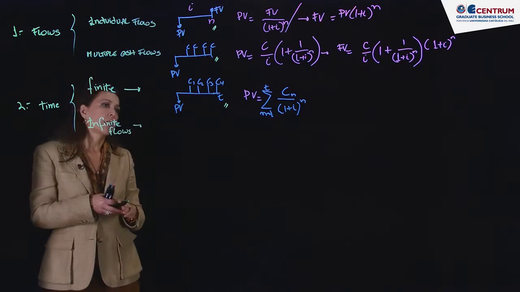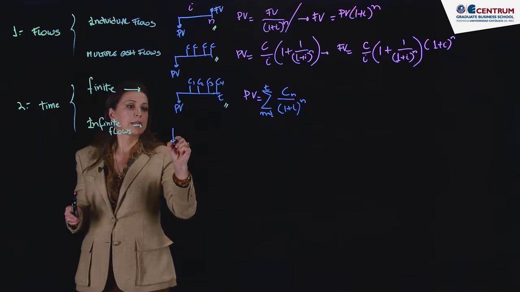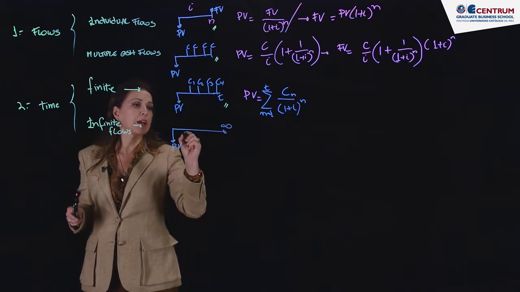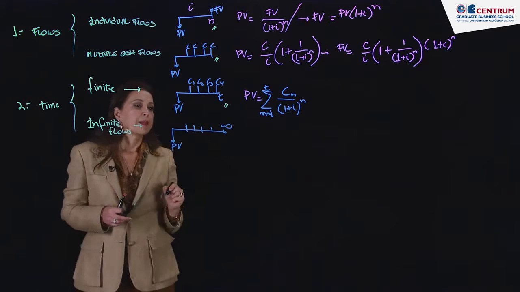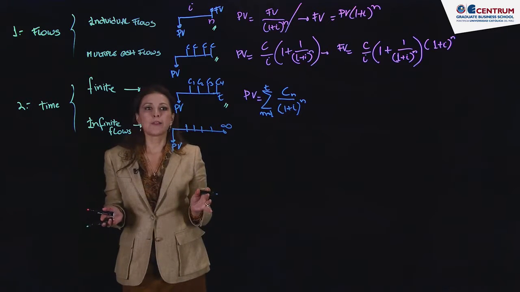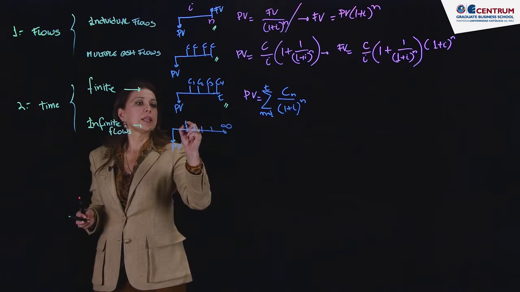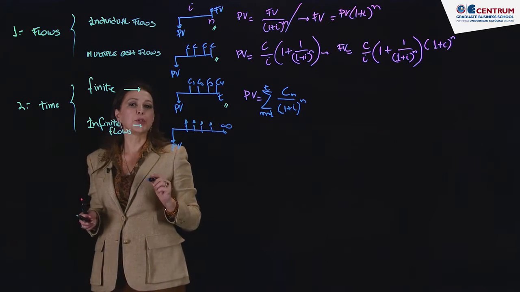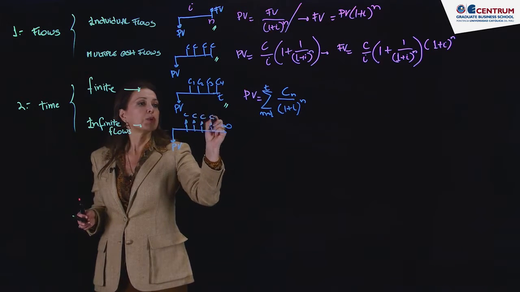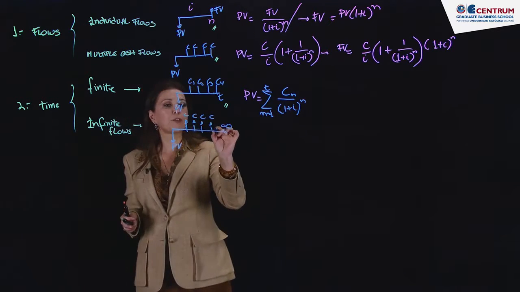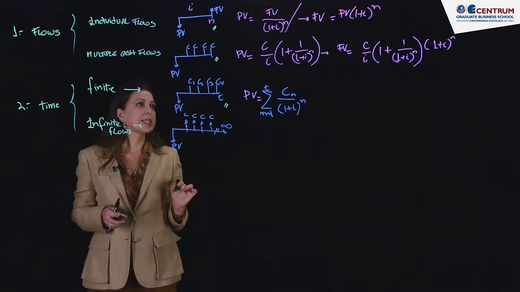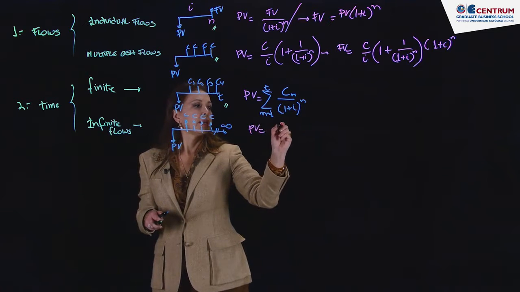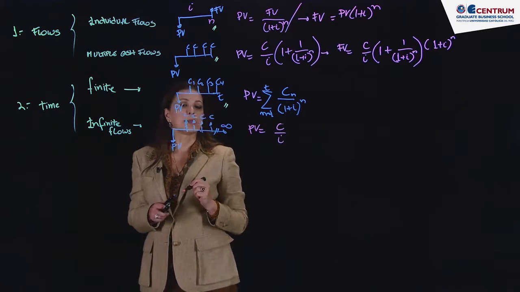In this case, our timeline will look like this, where I want to find the present value of a flow that goes forever to infinite time. In this case, we can have something more or less similar to the annuities with equal flows, C in all, but the difference will be that it goes forever. In this case, the present value will be C divided by I.